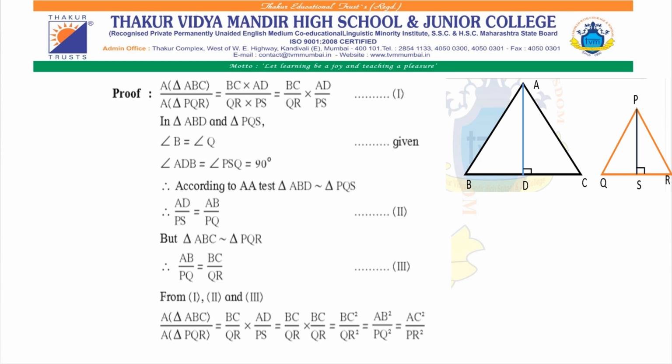And I have already explained you why we have proved these two triangles similar. So we have got those ratios here, and we already know triangle ABC is similar to triangle PQR, so we know AB upon PQ is equals to BC upon QR. So from these ratios we'll get what is to be proved. So this is your proof of ratio of areas of similar triangles.